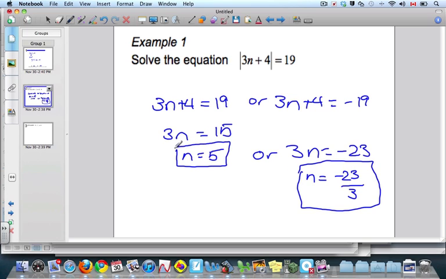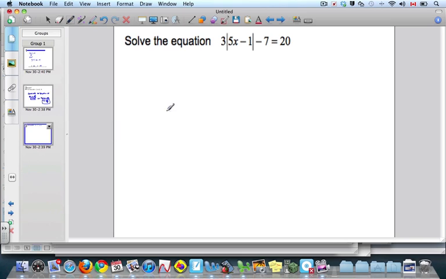So now as you do this, make sure you're not a passive listener. Make sure you're copying this example down and following it through. Try this one. Before we even do this one, you might want to try it yourself. Pause it here, try it yourself, and compare your answer to what we come up with.